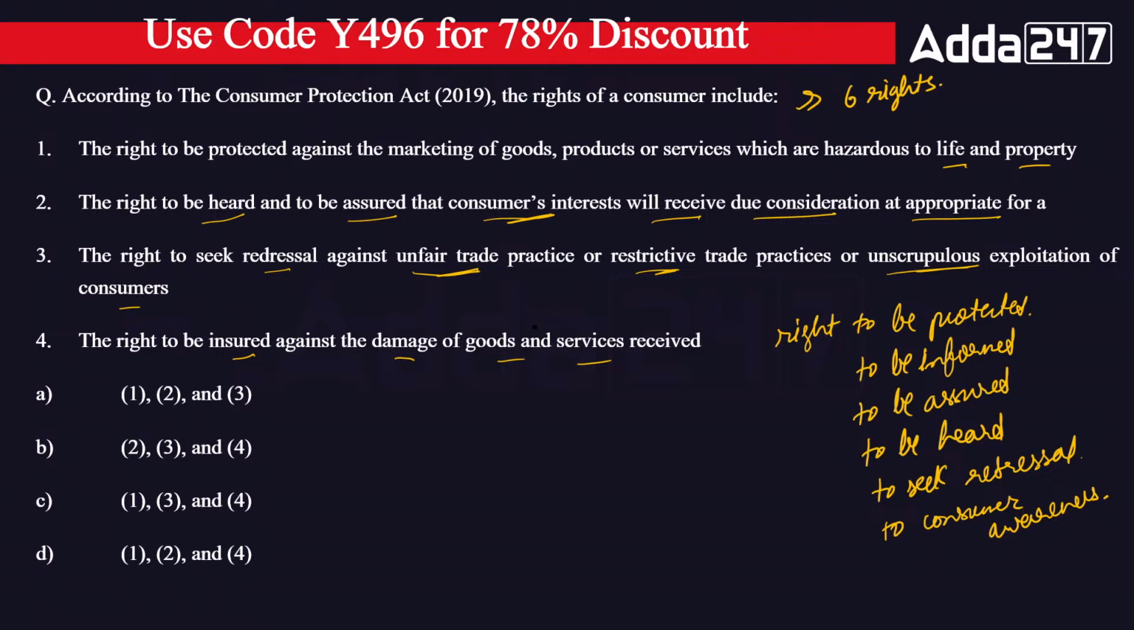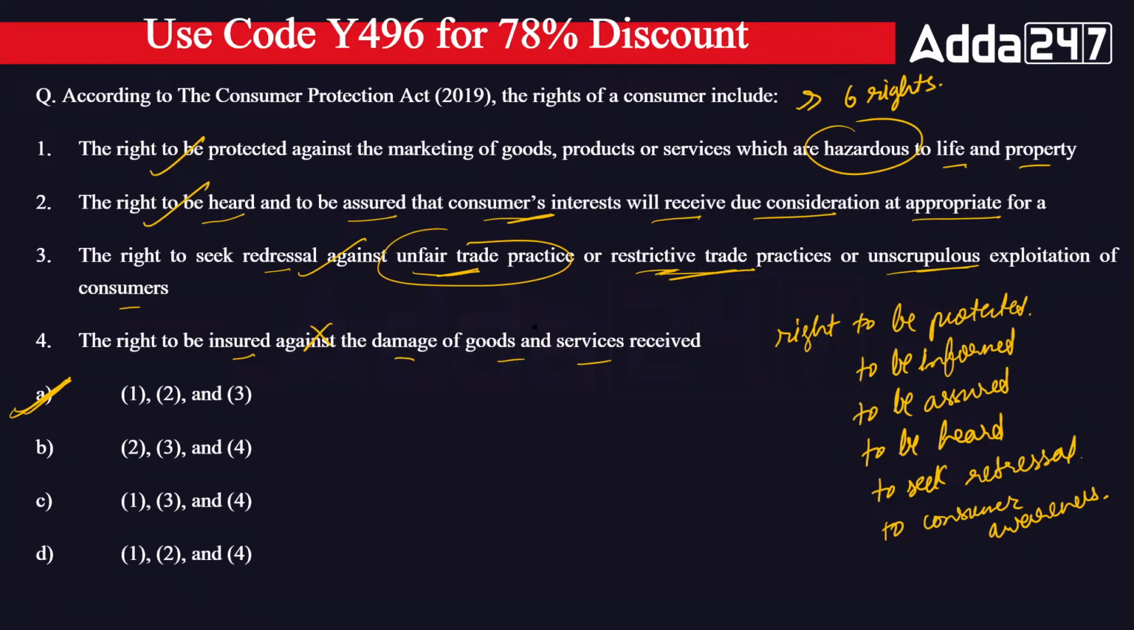So which of the following is correct accordingly? The first statement says the right to be protected against the marketing of goods, products or services which are hazardous, that is dangerous to life and property. Is it correct? Yes, it is correct. Second says the right to be heard and to be assured that the consumer's interest will receive due consideration at appropriate forums. This is also true. Third says the right to seek redressal against unfair trade practices or restrictive trade practices or exploitation of the consumers. This is also correct. The right to be insured against the damage of goods and services, no such insurance kind of thing is available, so this is not right. So the right answer will be option number A.